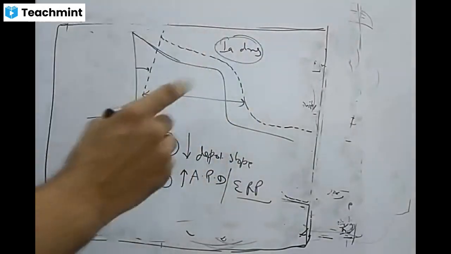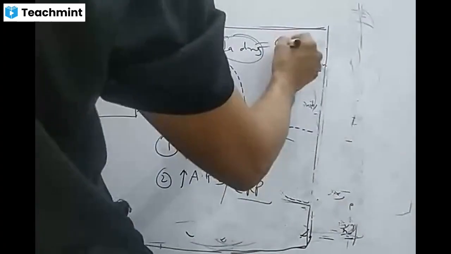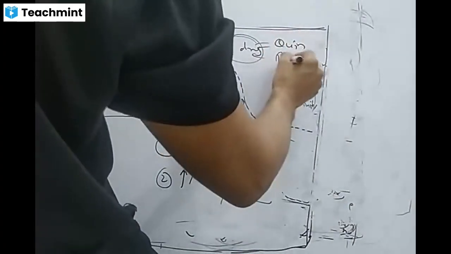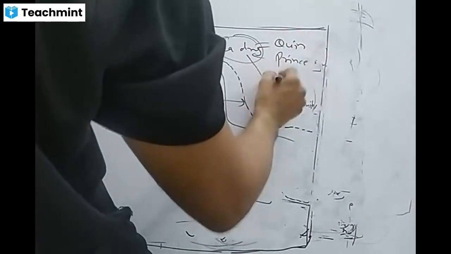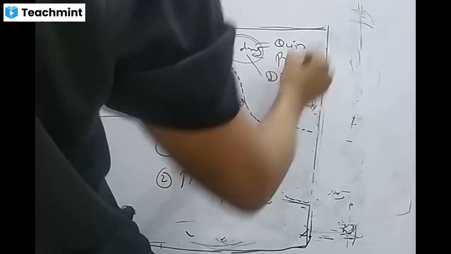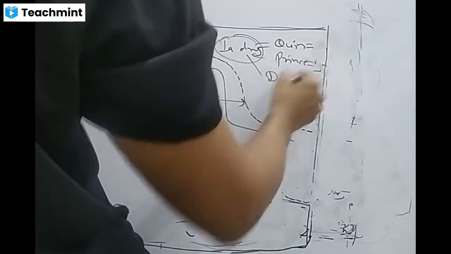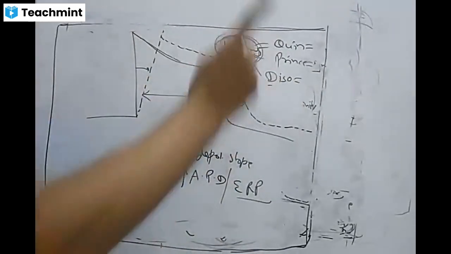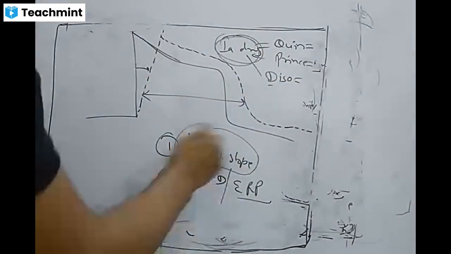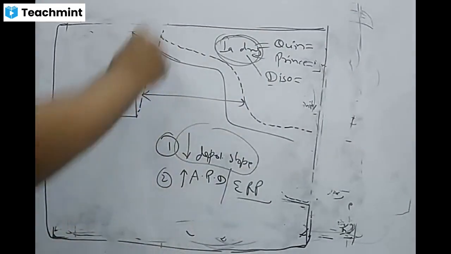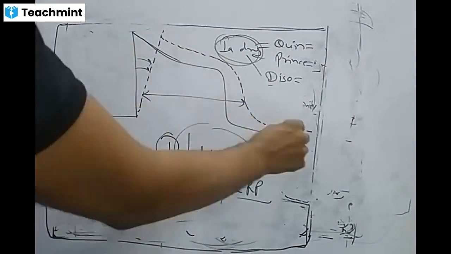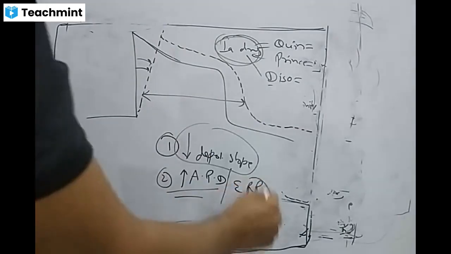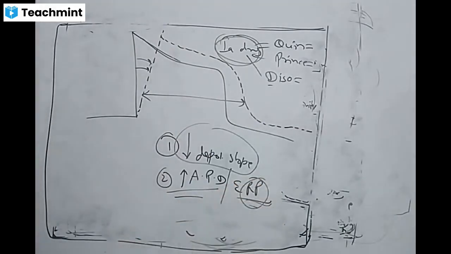So class 1A drugs are your queen, prince, and disco parties. So quinidine, procainamide, disopyramide. So class 1A drugs will decrease the depolarization slope in this manner, and they will increase the action potential duration, also called refractory period.